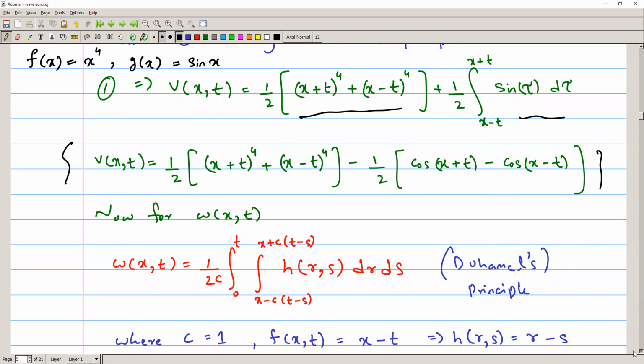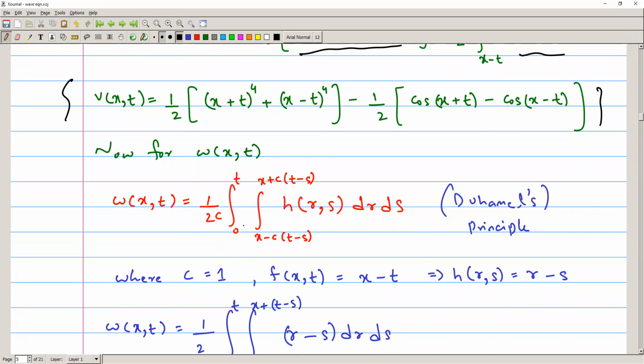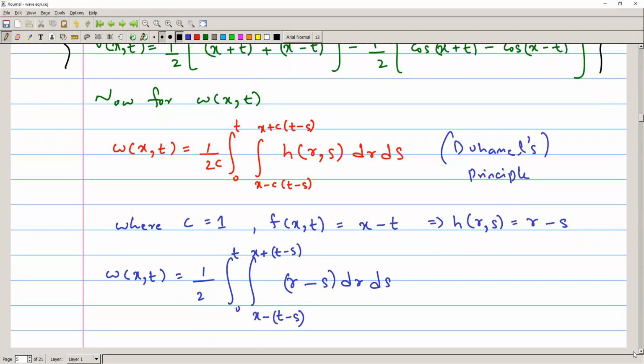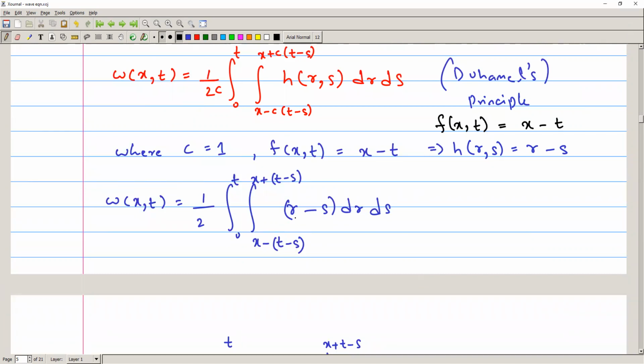Now we will work out w of x,t. For w of x,t, we have this formula: 1 over 2c times the double integral of the function of r comma s, dr ds. So we are going to replace x by r and t by s, right? In the equation, the function of x,t is given as x minus t. So h of r,s will be equal to r minus s. So we are going to integrate this function by using the double integration method.